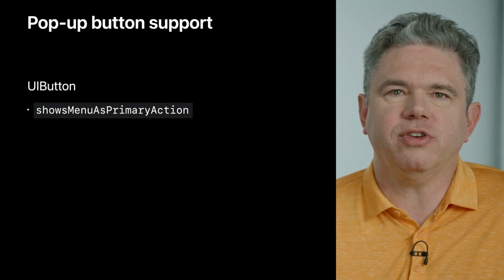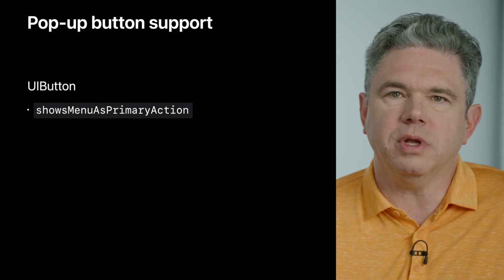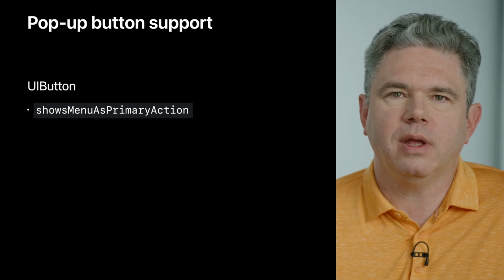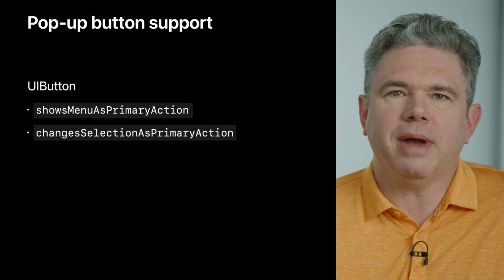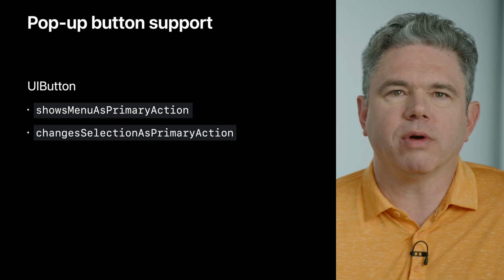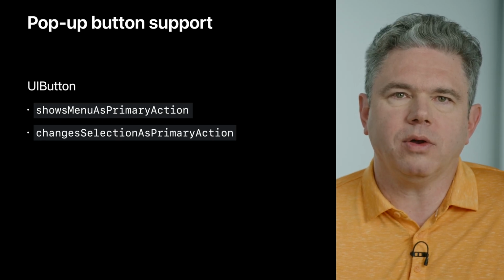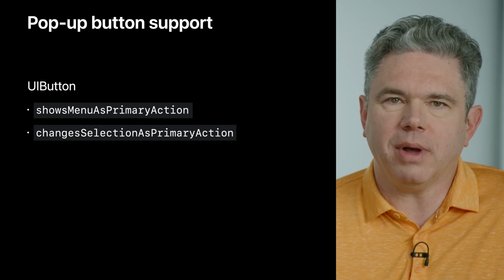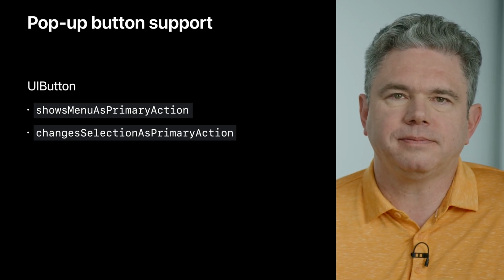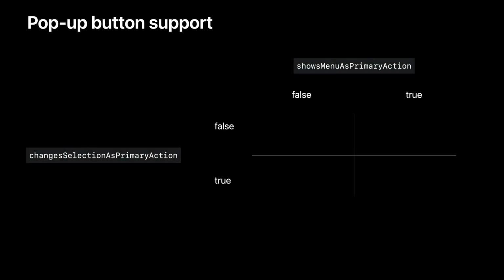Previously, in macOS Big Sur, we added support for attaching a menu to a button with the Shows Menu as Primary Action property. This allowed you to create a pull-down menu. Now, in macOS Monterey, we've added support for pop-up buttons with a new property called Changes Selection as Primary Action that causes the title of the button to track the selection in the menu. With these two properties, there are now 4 ways that we can configure our button.